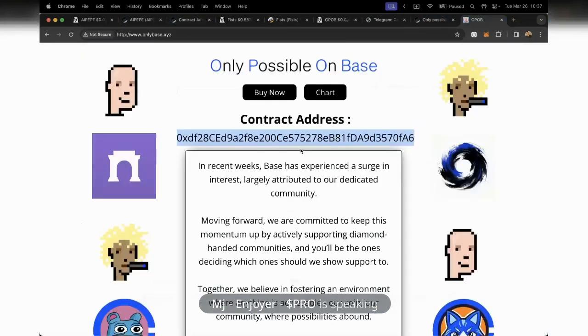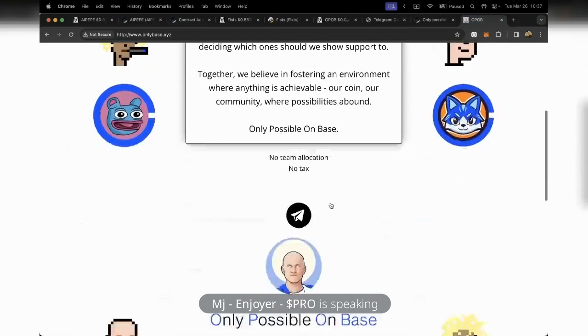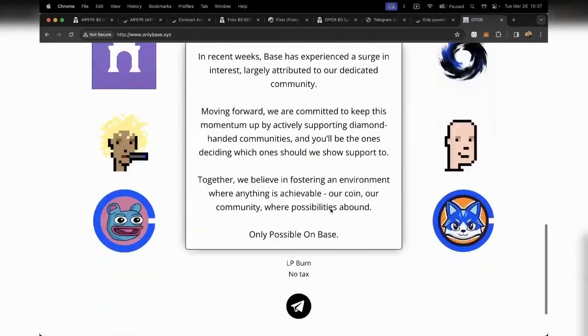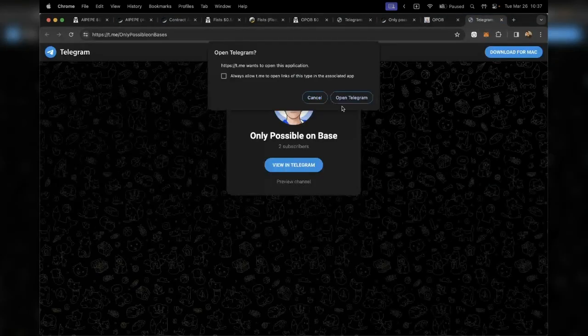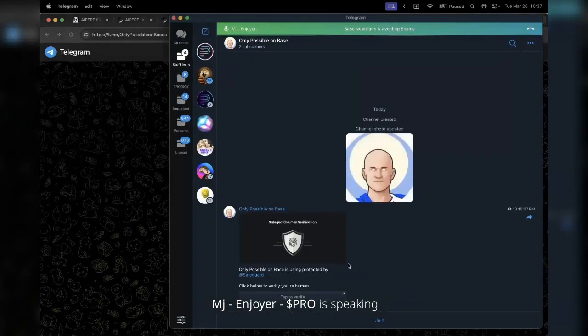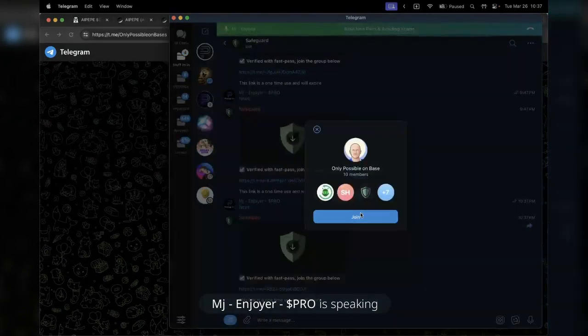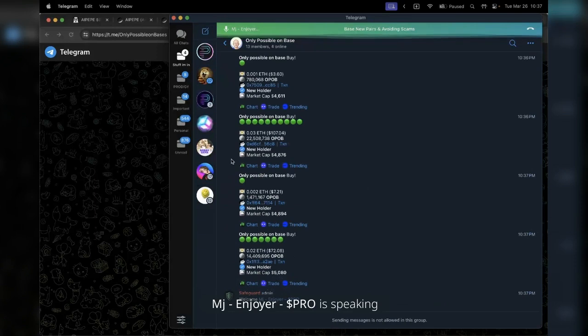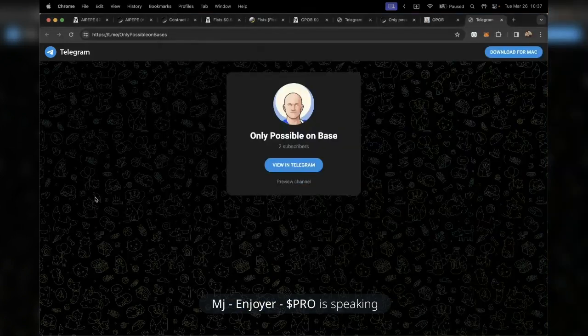In recent weeks, these large dedicated community. Moving forward. That's not awful. It's a little weird that it just repeats. It's not awful. Let's look at the Telegram. Okay. This Telegram was made today. Not the worst sign, not the best. It's going to be locked. Yep, it's just the buy bot. That's not the best sign either. Not a terrible one, but next thing to check.